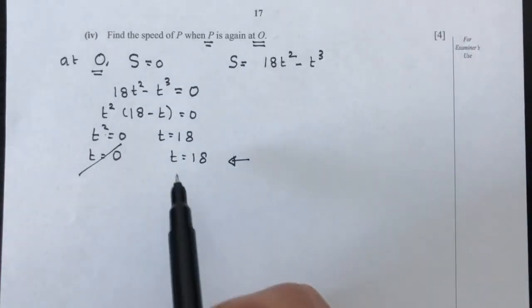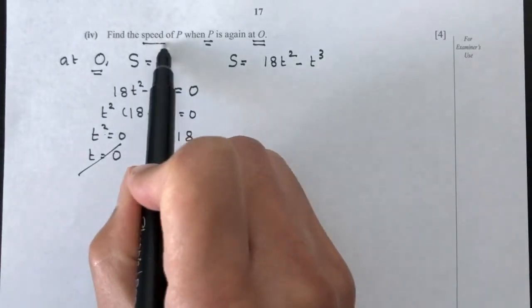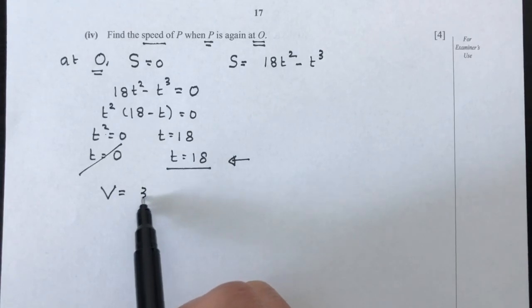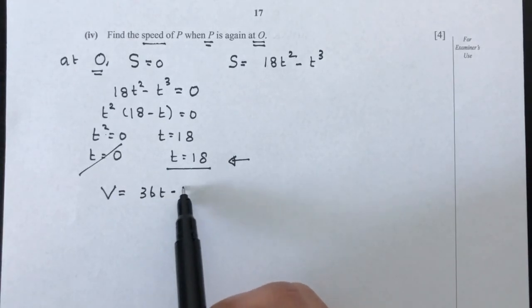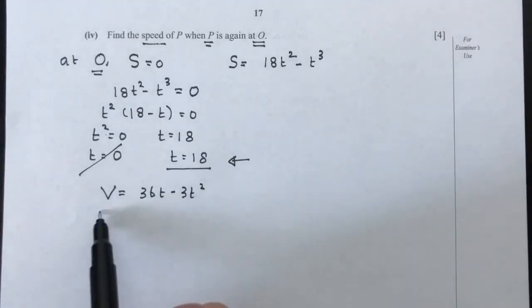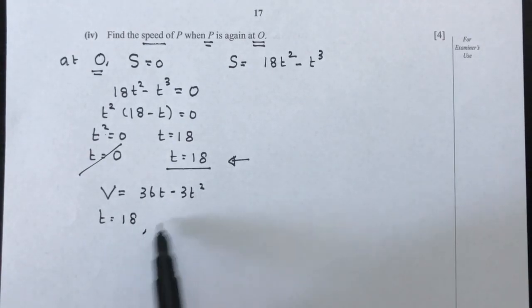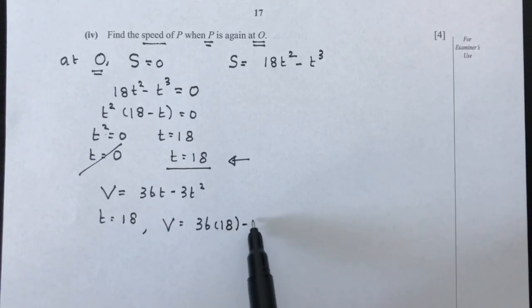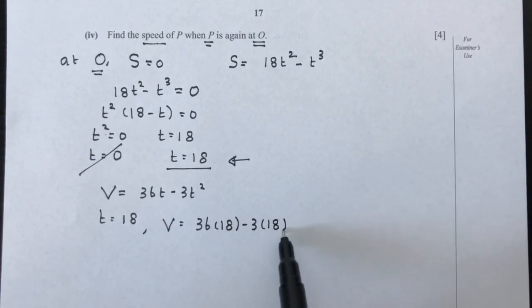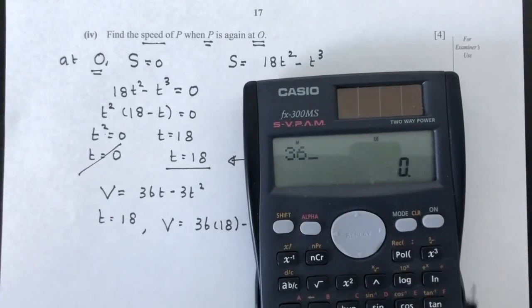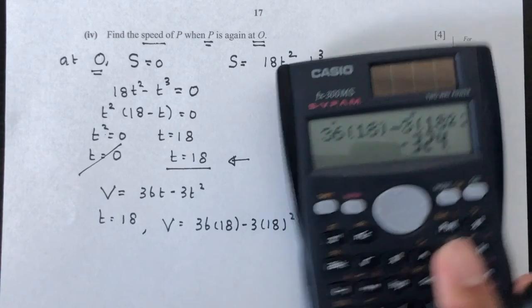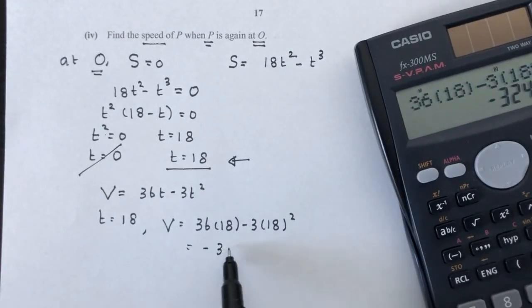Now you have to use this value of t to find the speed. You know that the velocity has been given to you by this equation, which is 36t minus 3t squared. So replace t by 18. You will have v equal to 36 times 18 minus 3 times 18 squared. That will give you minus 324 meters per second.